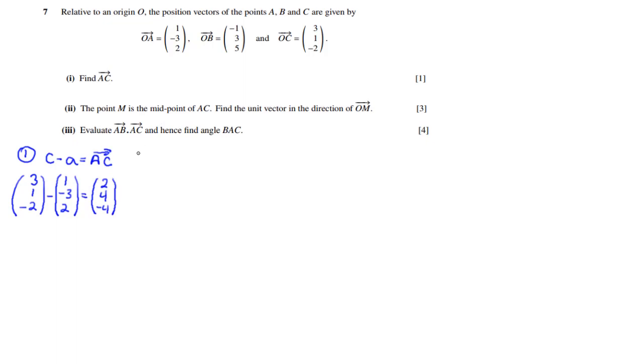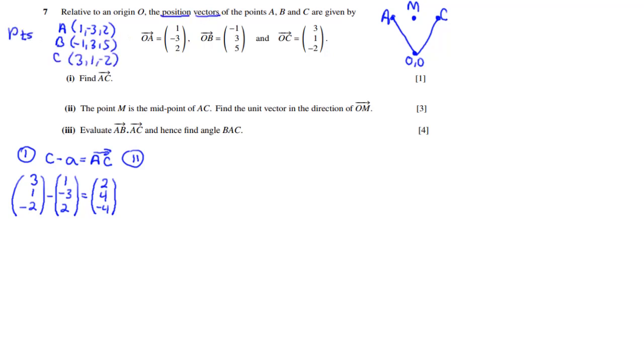And then number two, it says the point M is the midpoint of AC. Well, if you think about it, I've got 0, 0. I've got A up here and C up here and M somewhere in the middle. Remember, these are like points. Position vectors are just like points, because the tail of the vector is 0, the origin. Anyway, I can rewrite this like this, AM equals MC, because they have to since it's a midpoint.